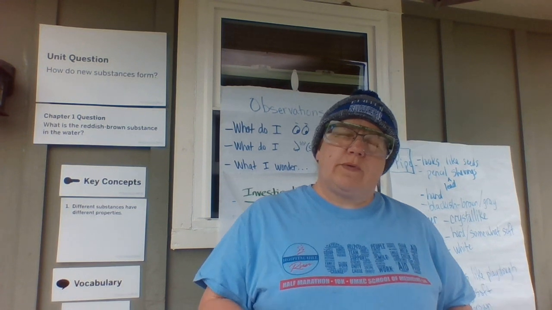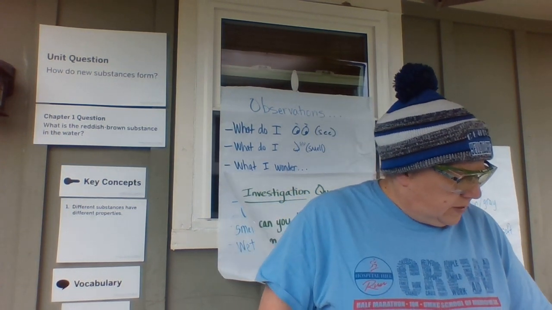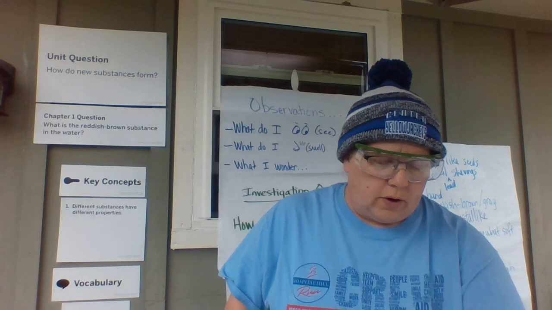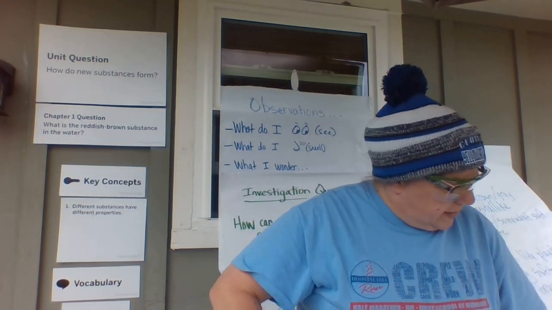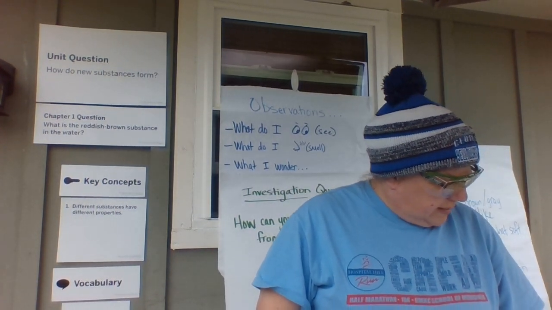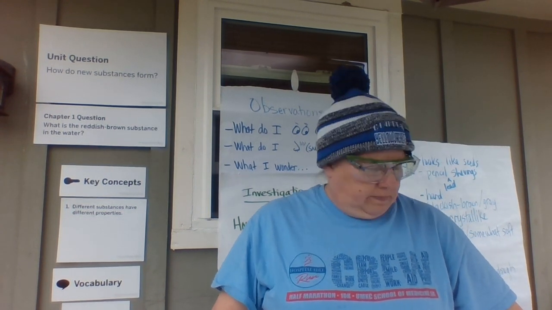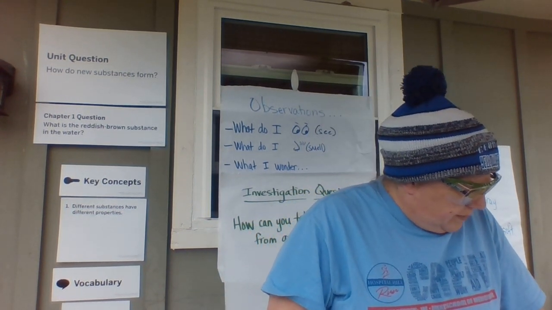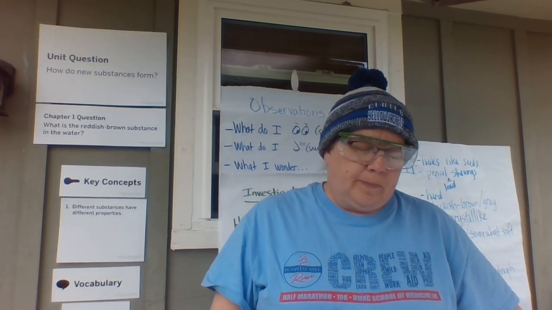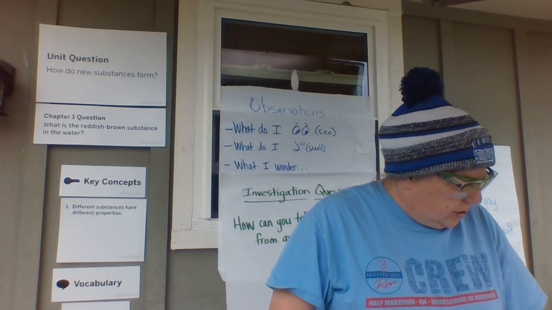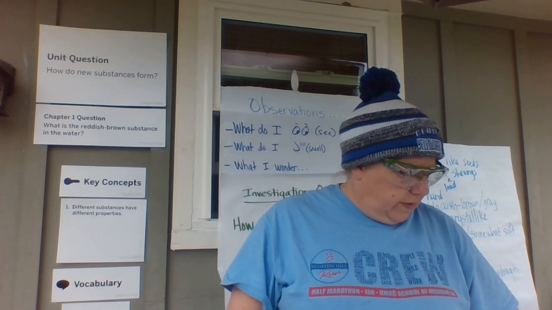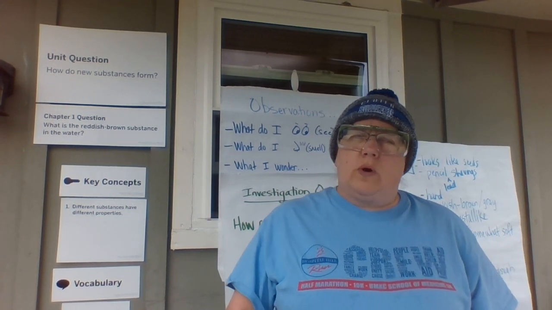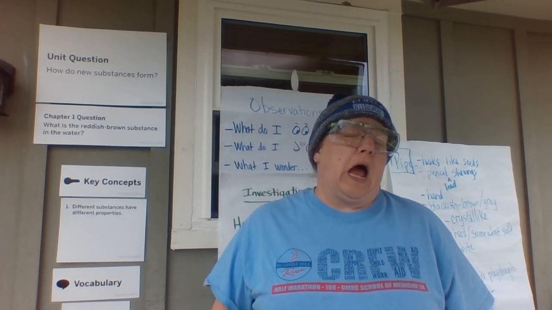You had 3 claims to choose from, and we did this on the Flipgrid activity. The question was, what is the reddish-brown substance in the water? The first claim was the reddish-brown substance is the same as the substance that makes up the pipes. Claim 2 was the reddish-brown substance is the same substance as the fertilizer. And the last claim was the reddish-brown substance is not the same as either the fertilizer or the substance that makes up the pipes. So you could assume that you think it was actually something else.